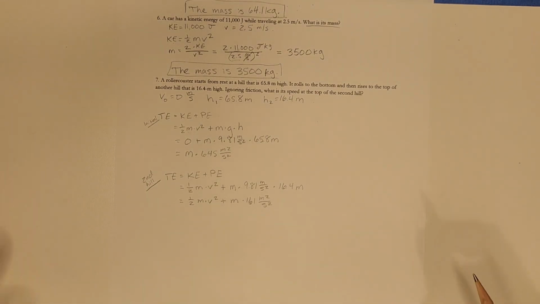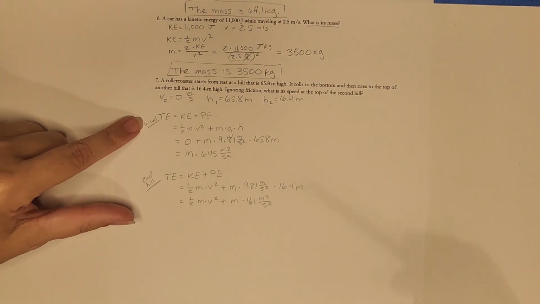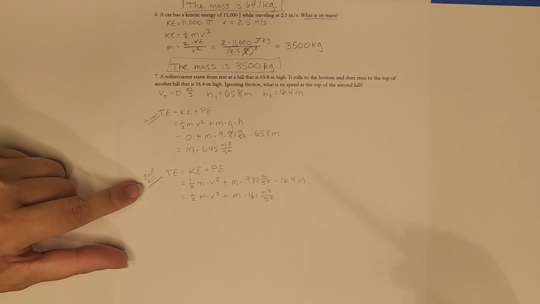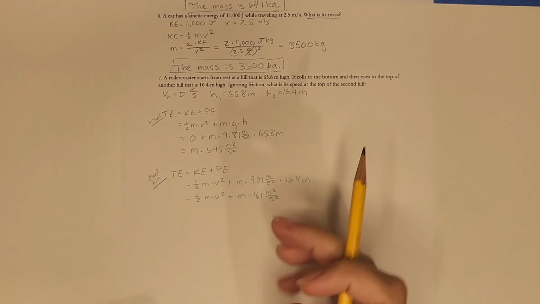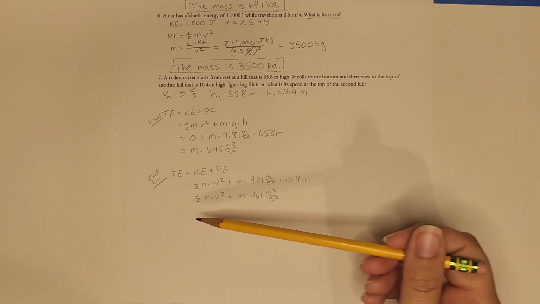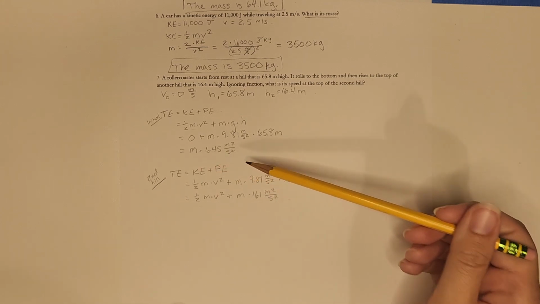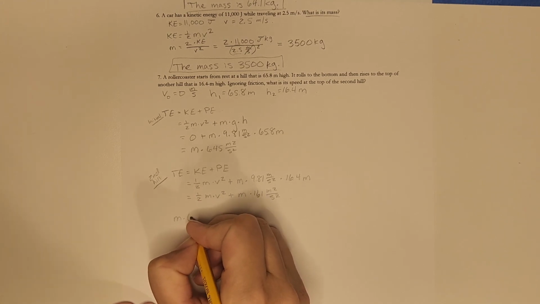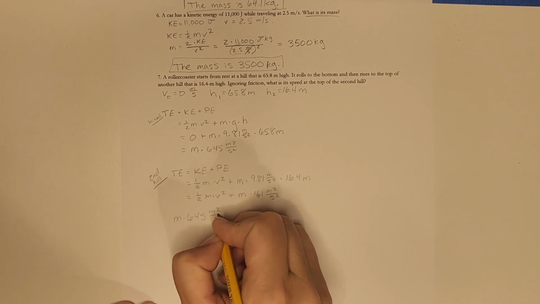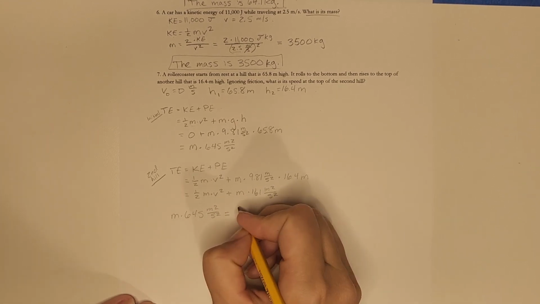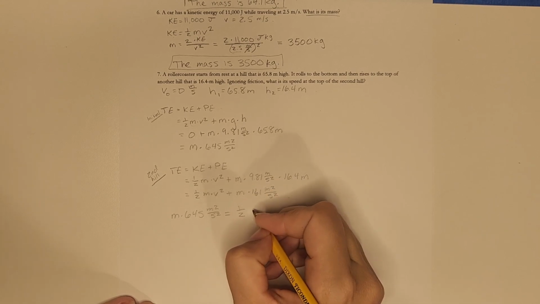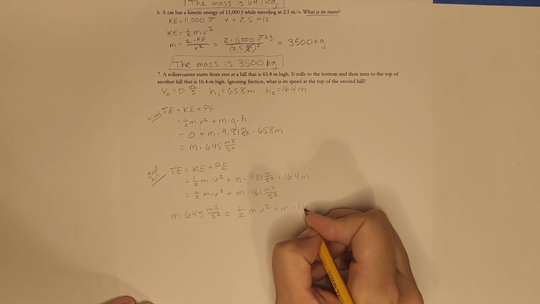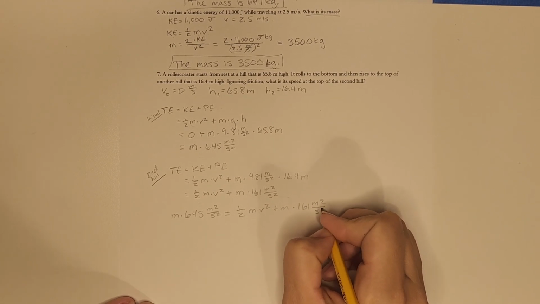And so like I said before, we know that the total energy, whether we are at the top of the first hill or the top of the second hill, is the same in each case. And so what we're going to do is set these as equal to each other, this part and this part. So our mass times 645 meters squared per second squared is equal to 1/2 mass times velocity squared plus mass times 161 meters squared per second squared.